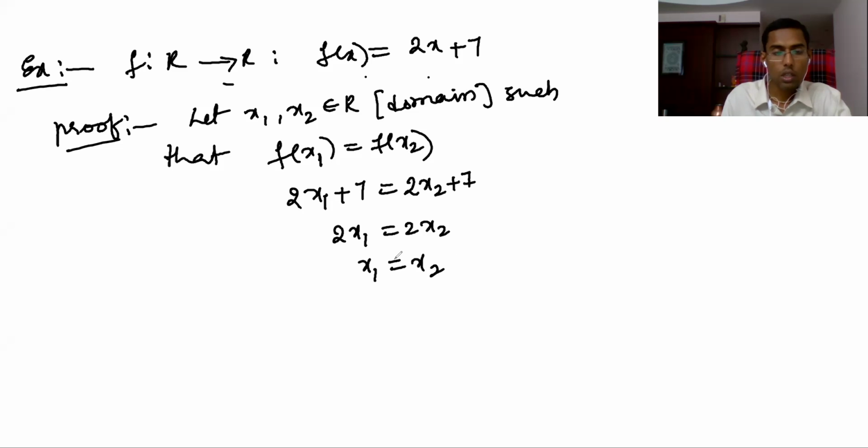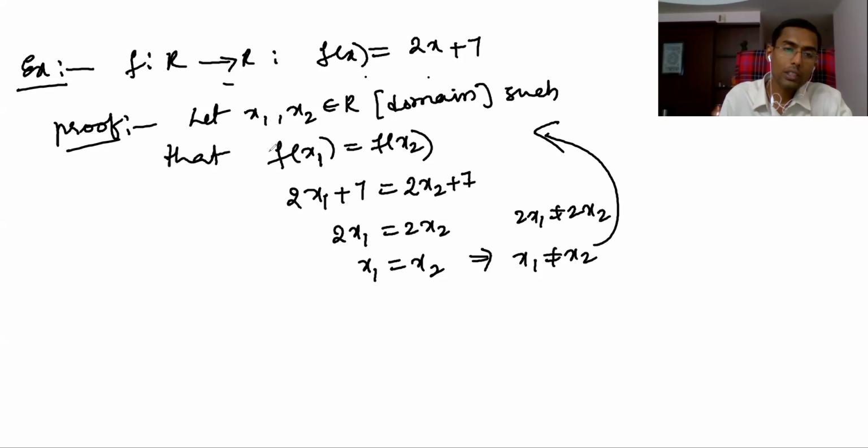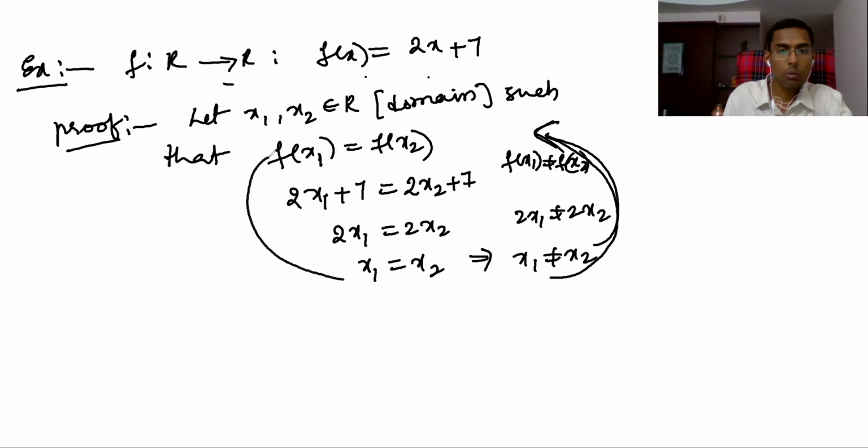What does it mean? Reverse I did. That means if I take x1 is not equal to x2, then what will happen? 2x1 not equal to 2x2. This process only you can do like this. Then automatically f of x1 is not equal to f of x2 will happen. That means if different elements have different images, what does it mean? If two images are equal, then elements also become equal. So this is how it will be proved.